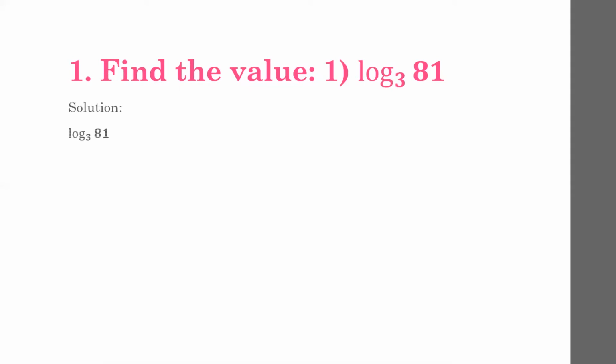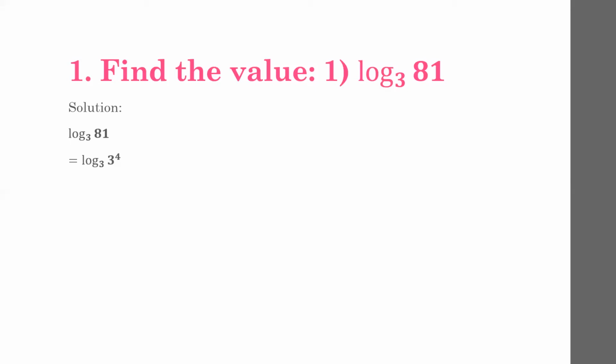Solution: we write the given line, log 3 based 81. Here we can simplify by prime factorizing 81. We can write 81 as 9 into 9. Though 9 is not a prime, 9 can be prime factorized, that is 3 squared. So 3 squared into 3 squared is 3 to the power 4, or 81 equals 3 to the power 4. Using that, we can write log 3 based 3 to the power 4.